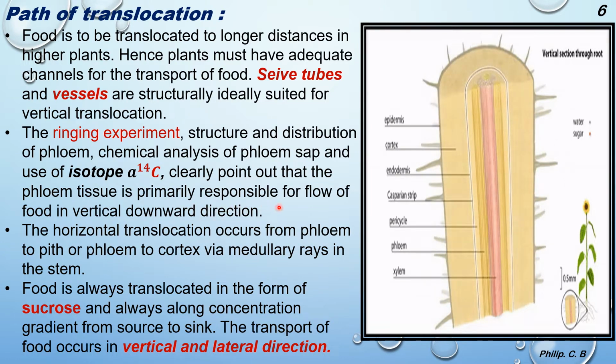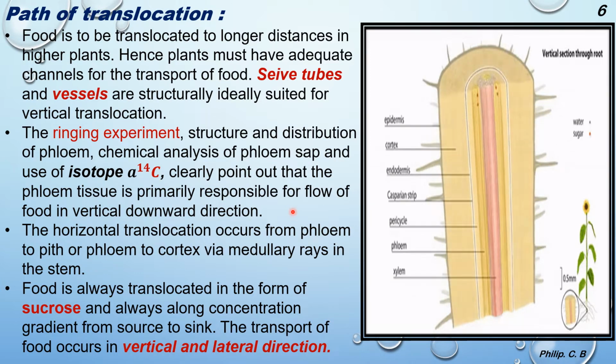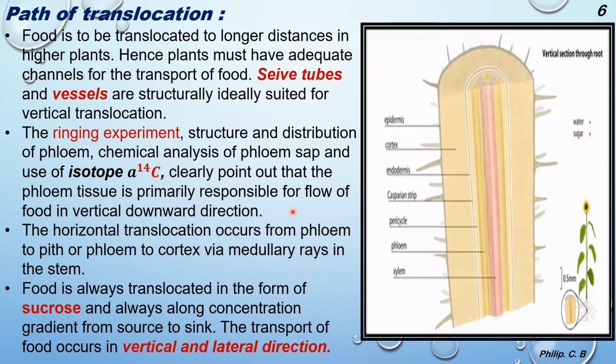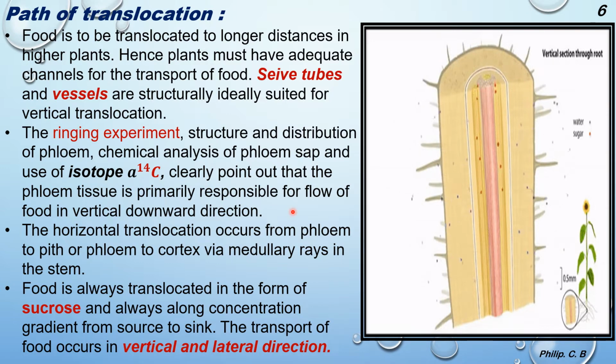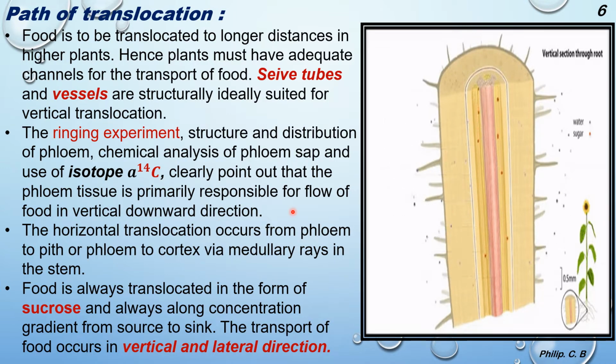The experimentation was carried out using isotope carbon 14, called the ringing experiment, which showed that food prepared in the leaf by the photosynthesis process is carried from upward to the downward direction vertically through the phloem component, just as we saw in the previous slide, the sieve tubes, vessels, and all other components of phloem, which help in translocation.